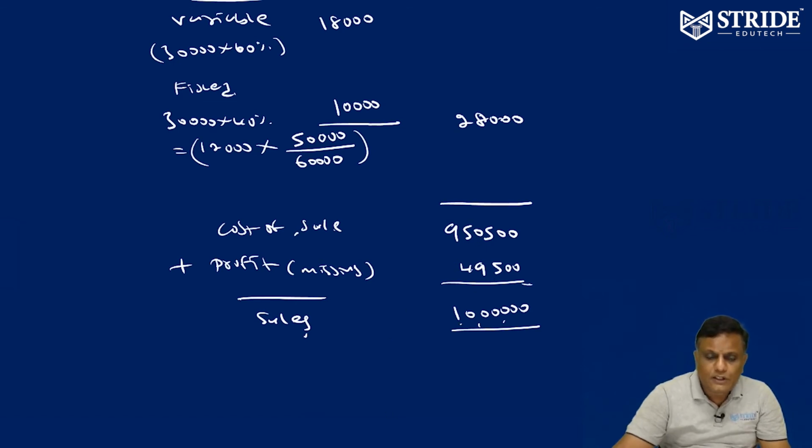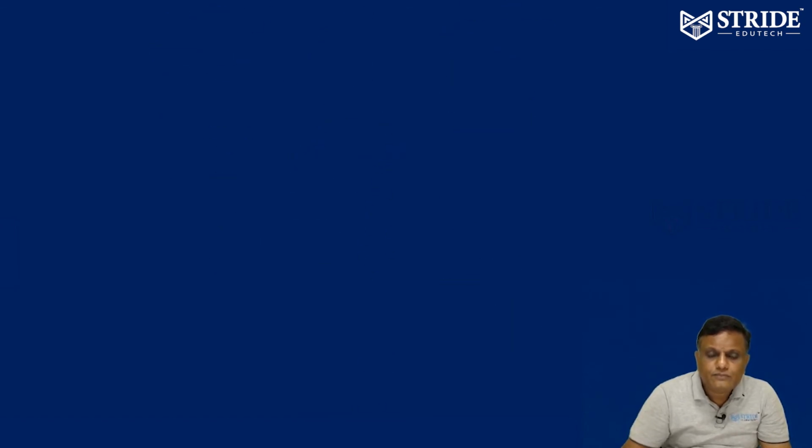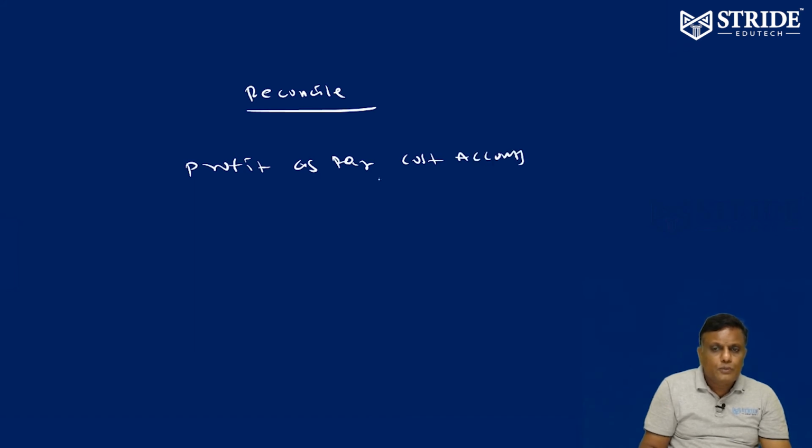This is as per cost accounts. Now we have to reconcile. So we can start with the profit as per cost accounts, 49,500. We can put it here.